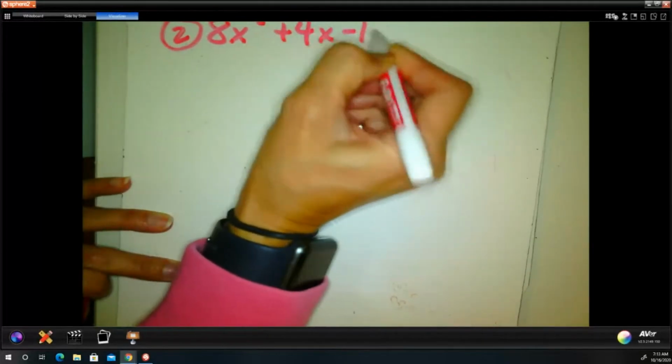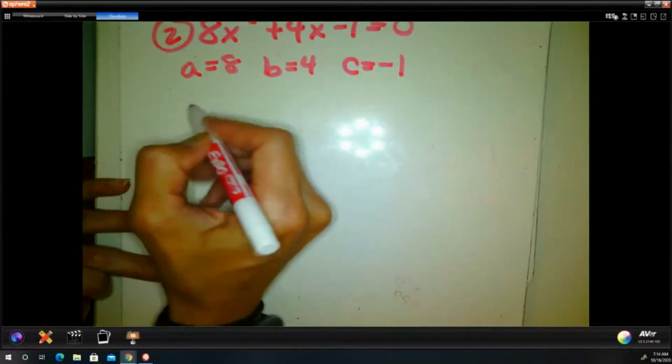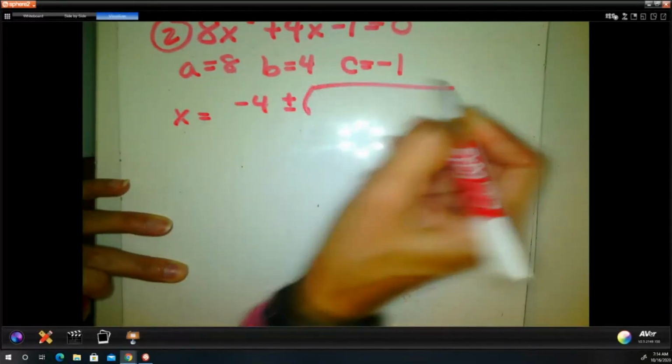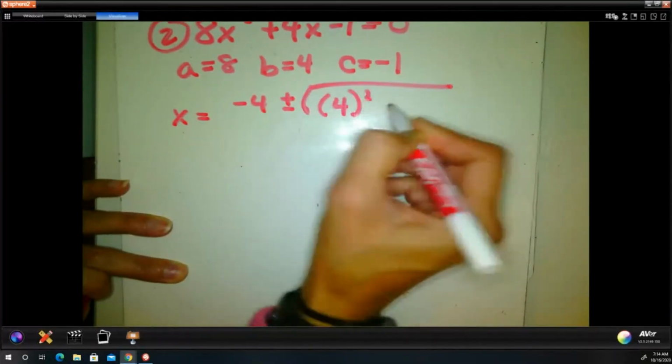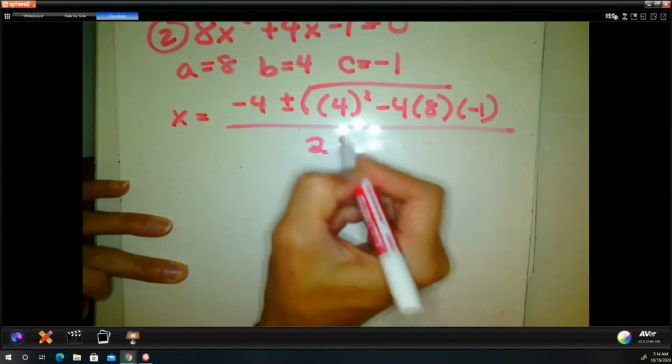So number 2 is 8x squared plus 4x minus 1. A is 8, B is 4, C is negative 1. So x equals negative b plus or minus the square root of b squared minus 4ac, all over 2a.